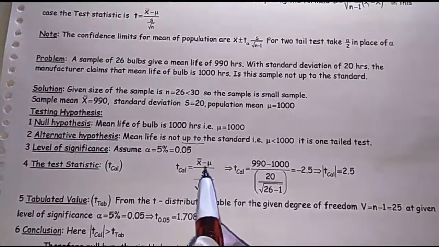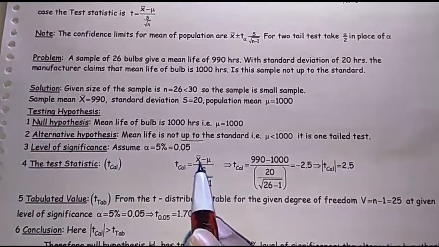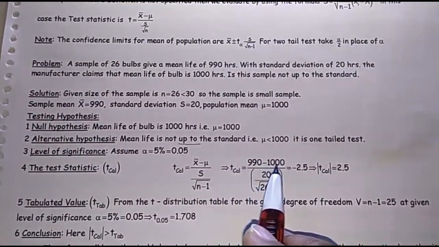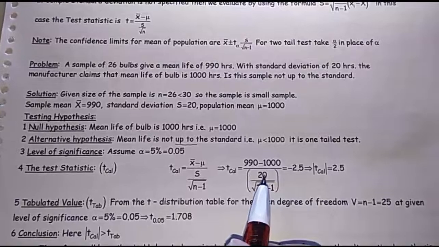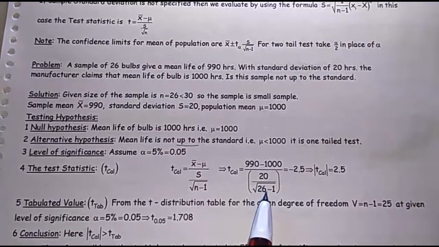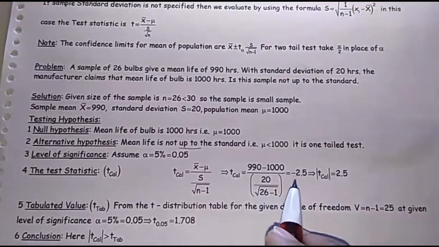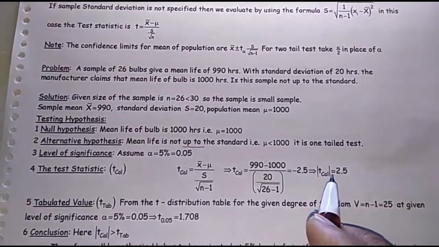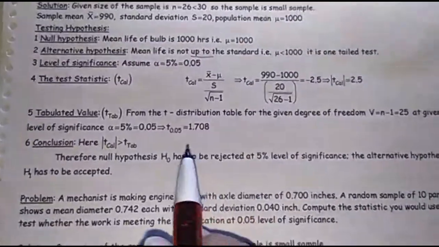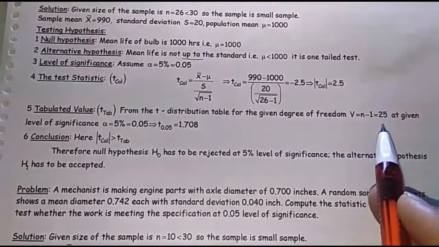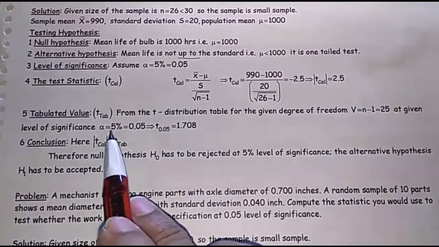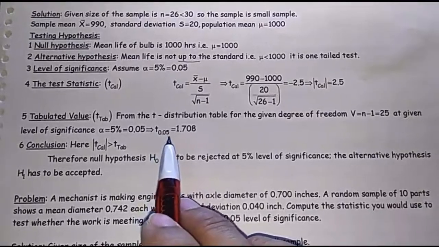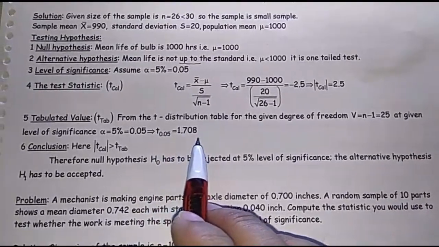Now applying the formula, just by substituting the corresponding values, mean x bar of the sample 990 minus mu 1000 divided by standard deviation 20 by square root of n minus 1, that gives minus 2.5, implies mod t cal is 2.5. From the t distribution table, here the degree of freedom is n minus 1 equals 25, at the level of significance alpha equals 5%, we can find t alpha is 1.708.